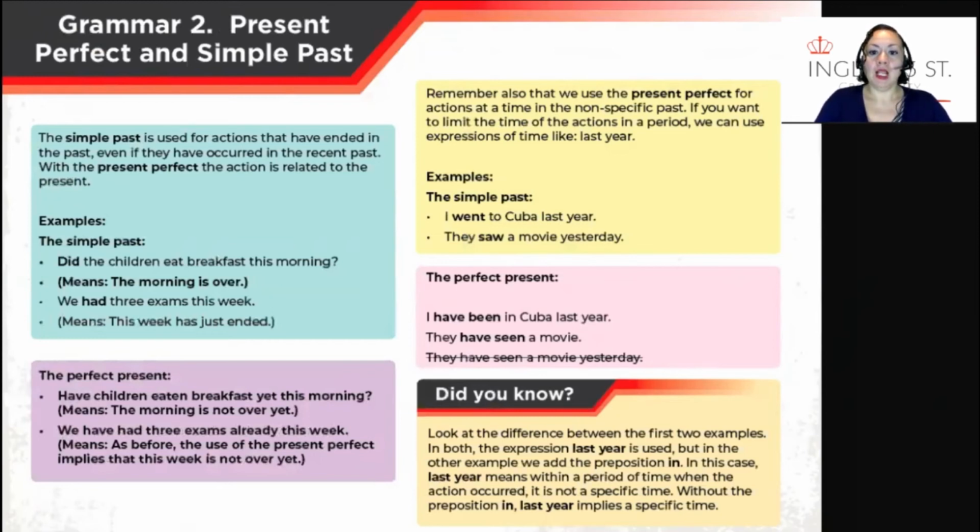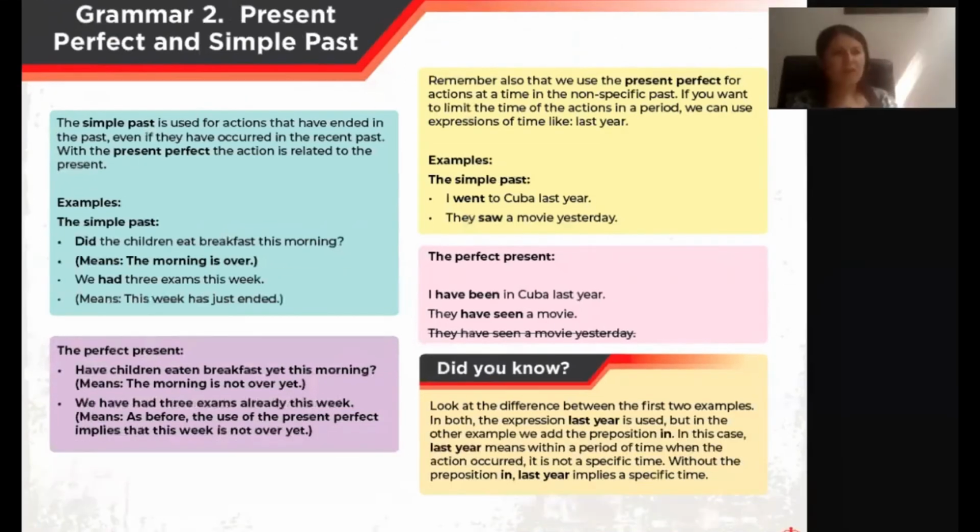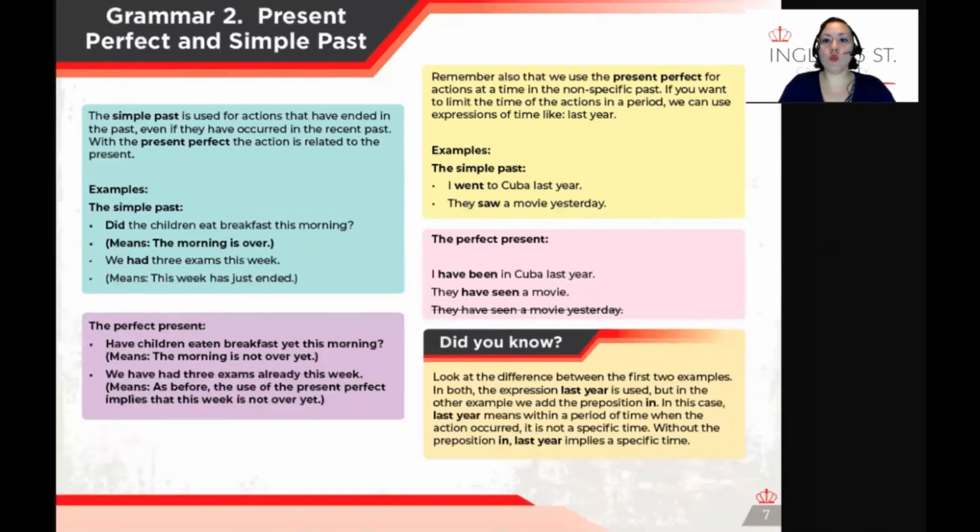Continue, Paula. Did you know? Look at the difference between the first two examples. In both, the expression last year is used, but in the other example, we add the preposition in. In this case, last year means within a period of time when the action occurred. It is not a specific time. Without the preposition in, last year implies a specific time. Perfect.